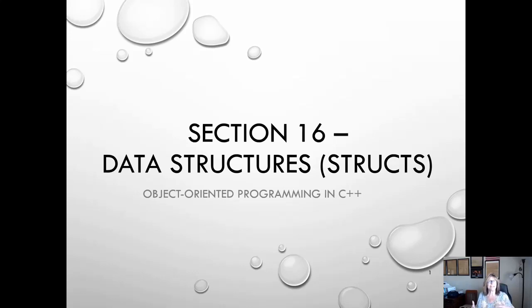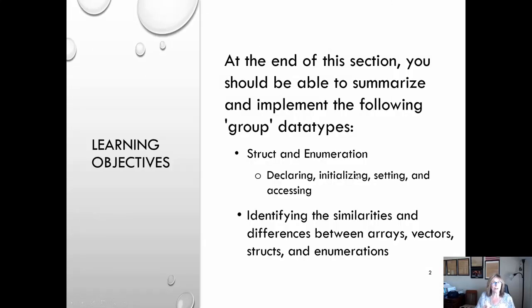Welcome to section 16, where we're going to continue the conversation about data types that allow more than one value in the variable. There'll be two that we're talking about today: a struct, also known as a structured data type, and an enum, which is an enumeration. Both of these could be considered group data types where they allow more than one value in a variable name. And we're going to see how to implement those.